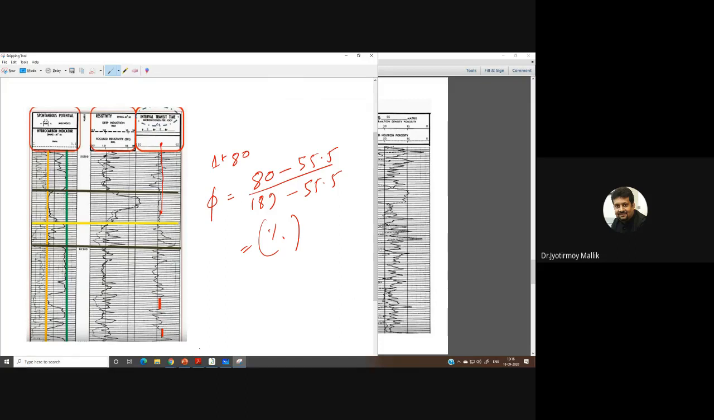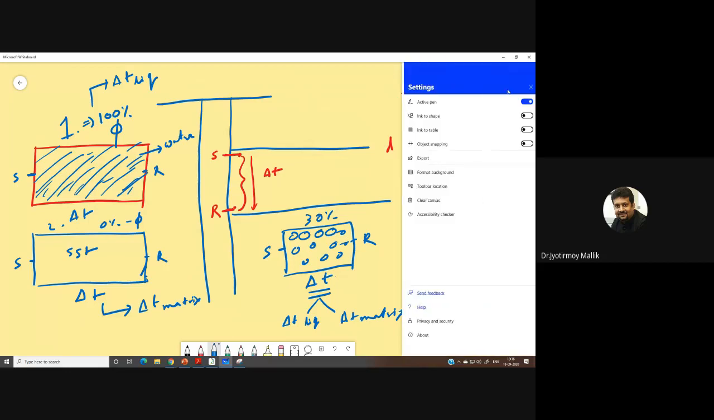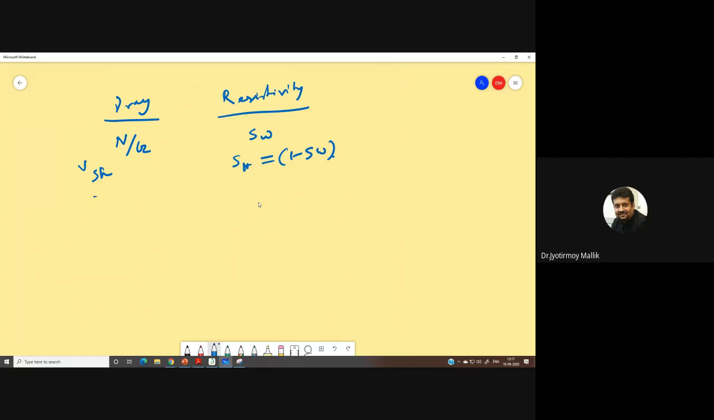If I now recap very quickly, from gamma ray I have calculated net to gross, from resistivity I have calculated my SW, and SH will be 1 minus SW. From gamma ray we actually calculate V shale. Remember, we don't calculate net to gross directly, and net to gross is equal to 1 minus V shale. And then from sonic I have calculated porosity phi.